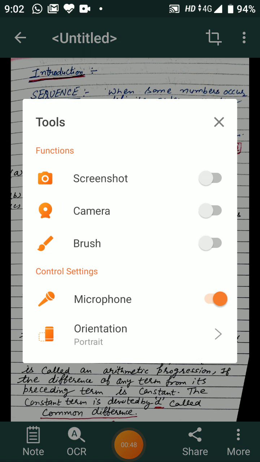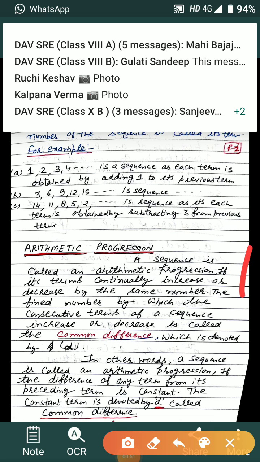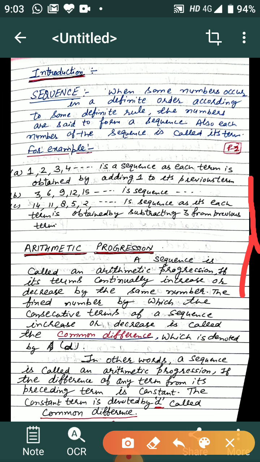First of all, we are starting with the introduction portion, and in this portion we are starting with the sequence. What is a sequence? When some numbers occur in a definite order according to some definite rule, the numbers are said to form a sequence. For example, your roll numbers in class 1, 2, 3, 4: there is a definite order or some definite rule. Each number of the sequence is called its term.